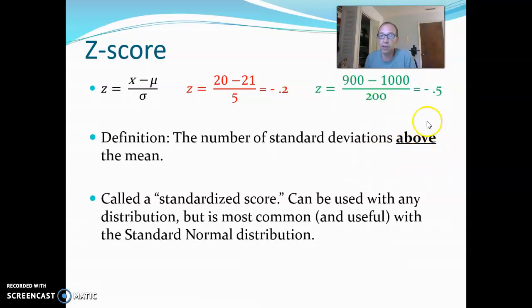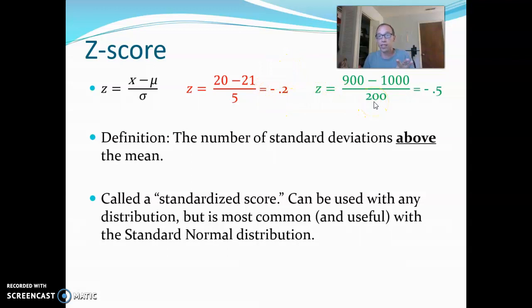If it's a positive number, it's above the mean. A negative number would be that many standard deviations below the mean. So that first Z-score we saw, that ACT score of 20, would have a Z-score of -0.2, which would mean it's 0.2 standard deviations below the mean, whereas the 900 was a -0.5, which means it's half of a standard deviation below the mean. Negatives are a bad thing here, so this number right here is even lower. The -0.5 is lower than the -0.2.